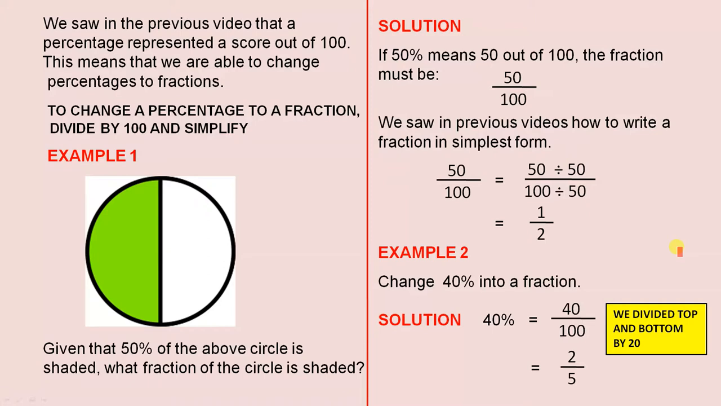Example 2, change 40% into a fraction. So 40% means 40 over 100. We divide top and bottom by 20. 20 into 40 goes twice. 20 into 100 goes 5 times, so the answer is 2 over 5.